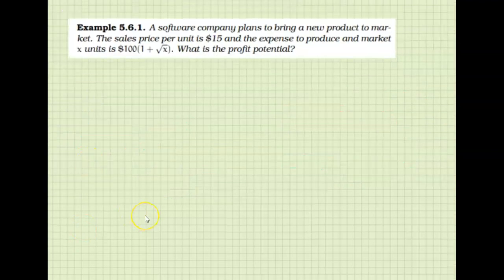Let's look at the next example here. A software company plans to bring a new product to market. The sales price per unit is $15, and the expense to produce and market x units is 100 times 1 plus the square root of x. What is the profit potential?